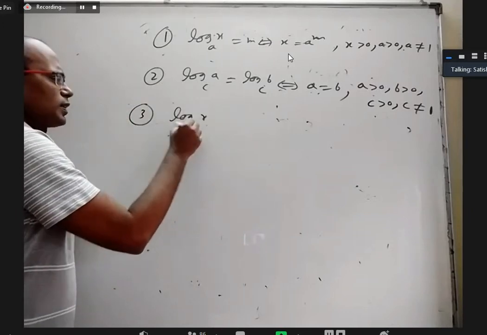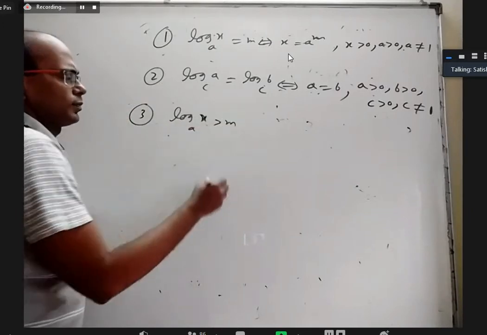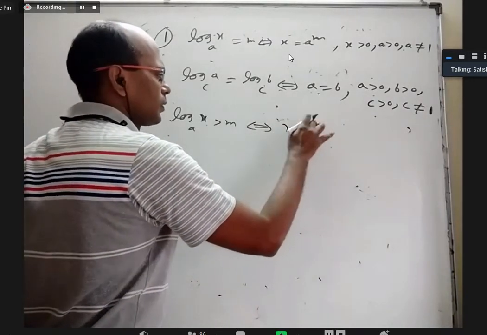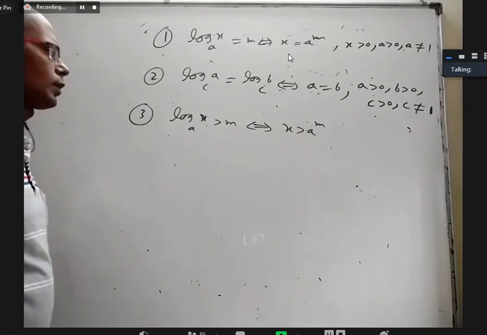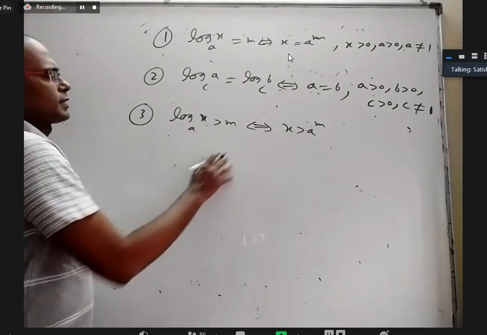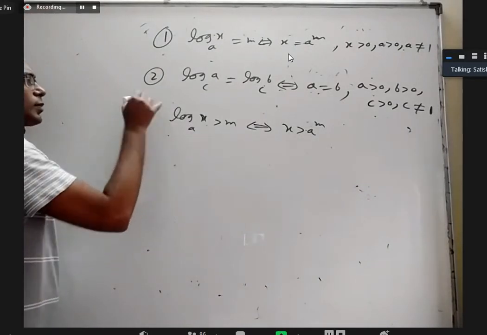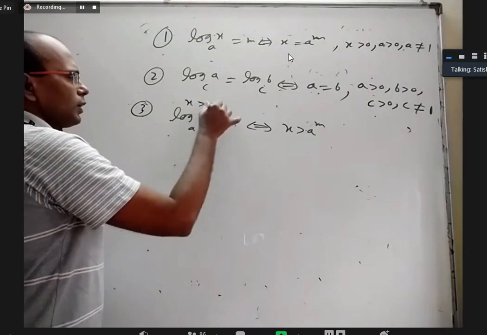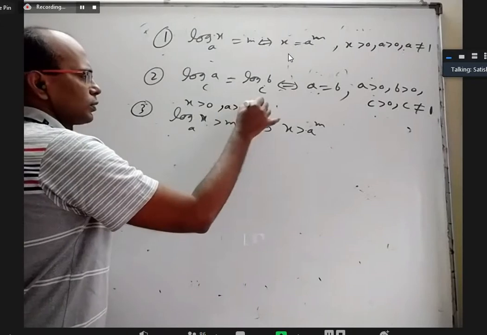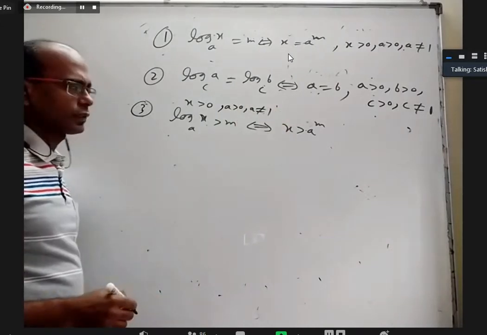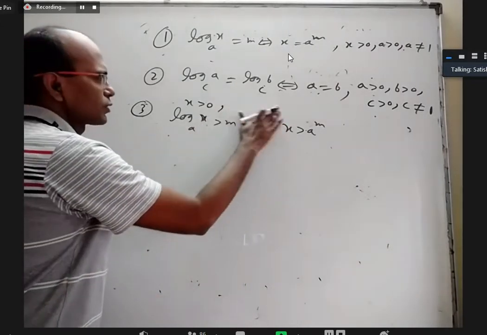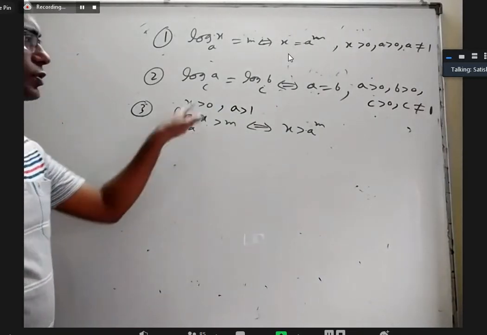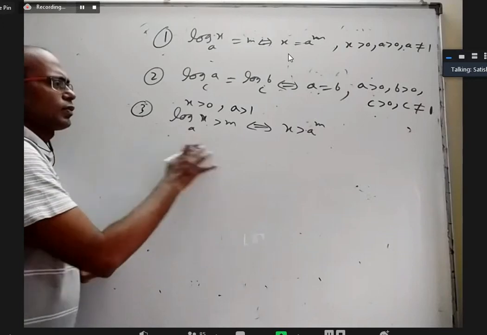Log x base a greater than m double implies x is greater than a power m. Okay, when is that? I should write some conditions here. Of course, obviously x should be positive and a should be positive, a should not be 1, all that. But if you want inequality as it is, your a should be greater than, not just positive, it should be more than 1. Then inequality will remain as it is.